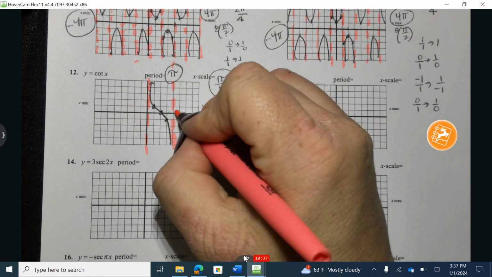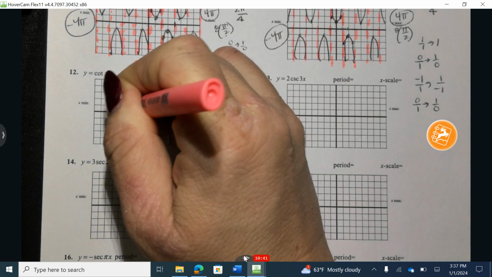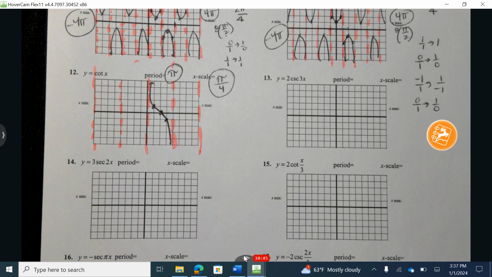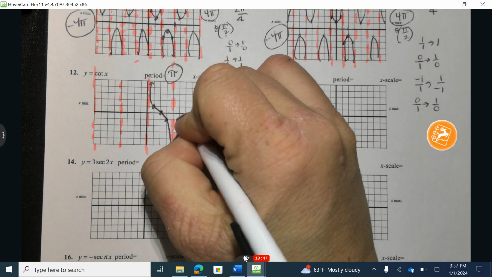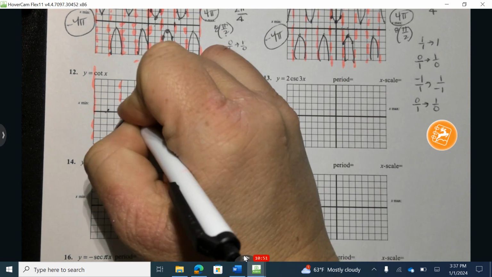So I'm going to go 4 to the right. 1, 2, 3, 4. 4 over here. And go back and put in the exact same thing. So in the middle, we're at 0. We're up 1 and down 1.